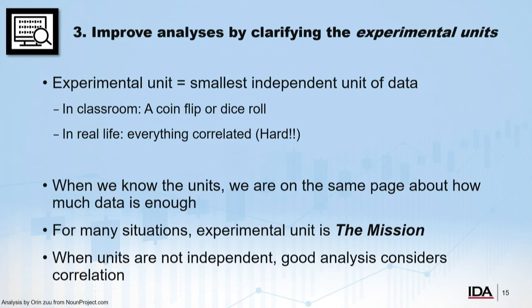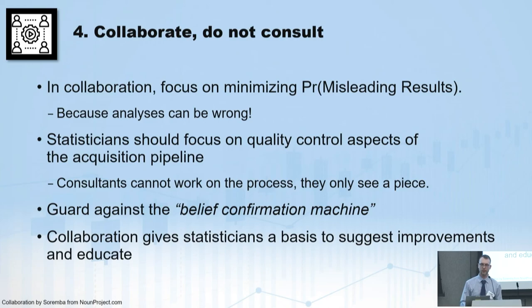Okay, so those are my three design recommendations. I'm going to go into my process recommendations, and then I'm going to go into my final recommendations for how statisticians can help. Recommendation number four is collaborate, do not consult. Statistical failures are when the statistician just gets brought in to do a quick analysis and then gets shooed out the door. Statisticians should be partners essentially throughout the entire life cycle of a program.